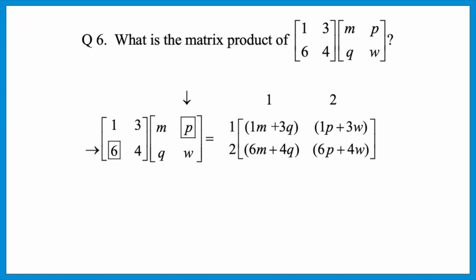So that bottom right spot would be the second row and the second column. That means we're starting with the 6 and the P. And now we go across and down. So from the 6 across to the 4 and the P down to the W. So that spot would be 6P plus 4W. Now you might be saying, Daniel, what the hell was all of that? So let's do it again with another example.